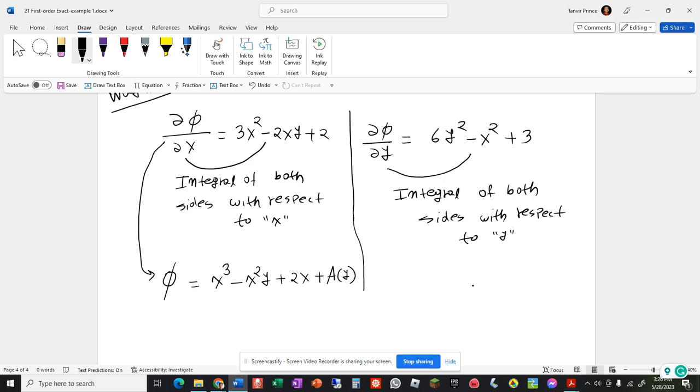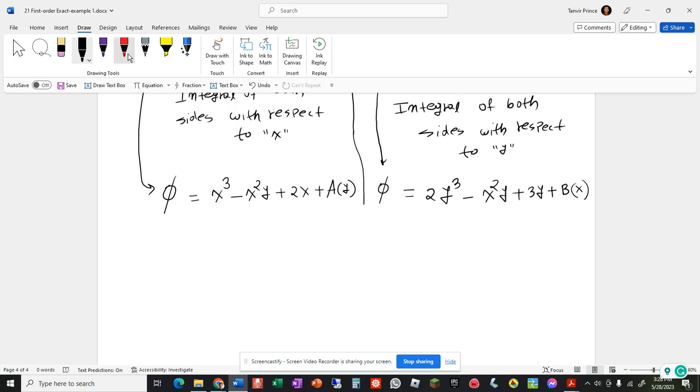Here, when I take the integral of both sides with respect to y, and we did this before, I'm going to get the original phi equal to 2y cubed minus x squared y plus 3y plus any function of x, which we call b of x. So both of these integrals, we did before. Now we're going to compare. So I have a phi here and I have a phi here. So we need to compare them. Let's compare.